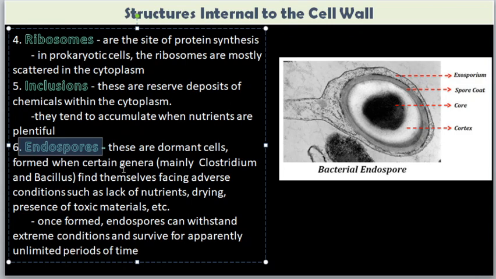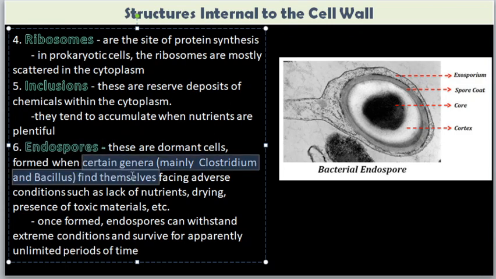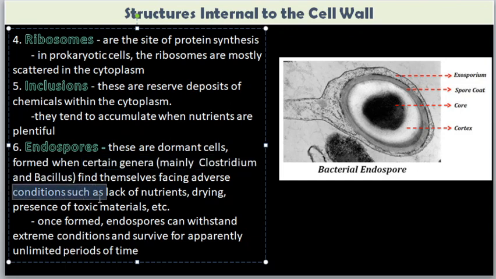Okay? So your endospores are defined as dormant cells formed when certain genera of your bacteria, mainly your Clostridium and Bacillus, find themselves facing adverse conditions such as lack of nutrients, drying, presence of toxic materials, and so on. Kapag nakaka-experience na ng hardship, ng challenges yung inyong bacterial cells, they will undergo dormancy. Okay, cellular dormancy. When you say cellular dormancy, this refers to cells being inactive. Okay? Hindi naman sila namamatay, but they are not active. Okay? Para silang in a deep sleep.